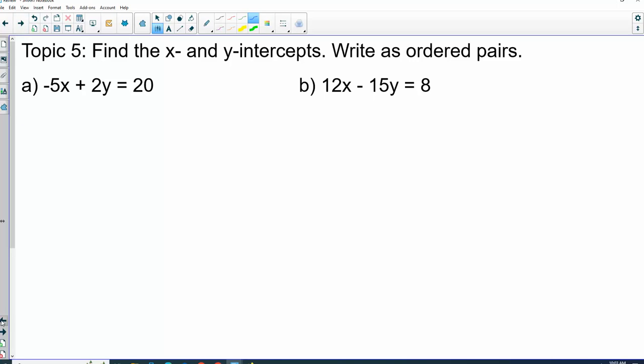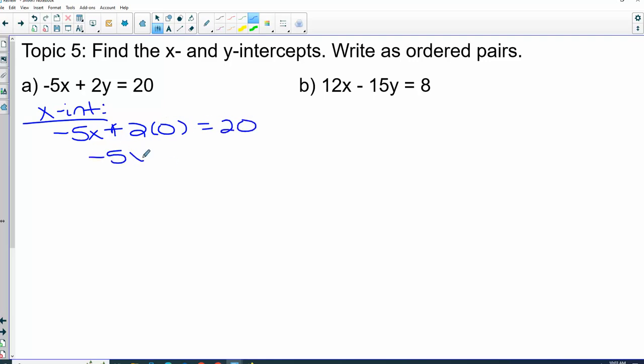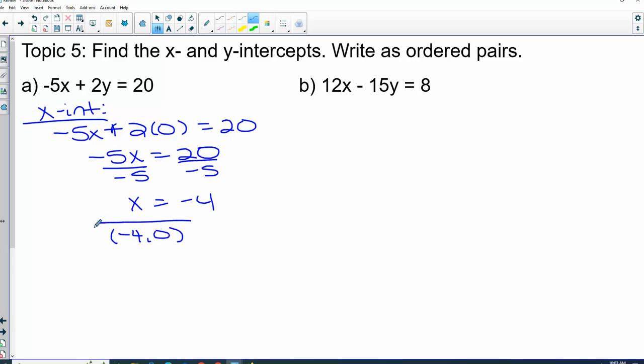Intercepts. Jetta, can you tell me how to find an x-intercept? Don't you replace the y with 0? Yes, you did. Good job. So it's asking where the graph would hit the x-axis, so we are going to go to our equation, plug in a 0 for our y. So negative 5x equals 20. Divide by negative 5, so x is negative 4. What would that be as an ordered pair? Negative 4, 0. Alright, Riley, how do we find a y-intercept?